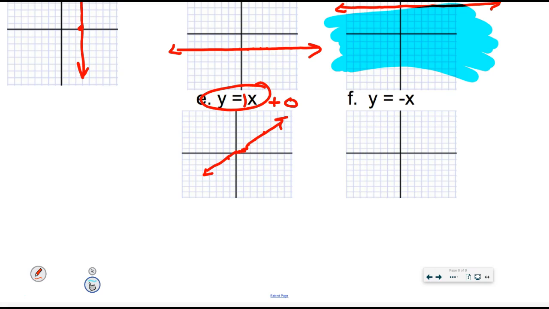Then having said that, Connor, do you know what y equals -x looks like? Yeah, you're going to do great. Yes, the opposite. And if I change that to less than or equal to, what do you have to do? Shade. Exactly. Awesome.